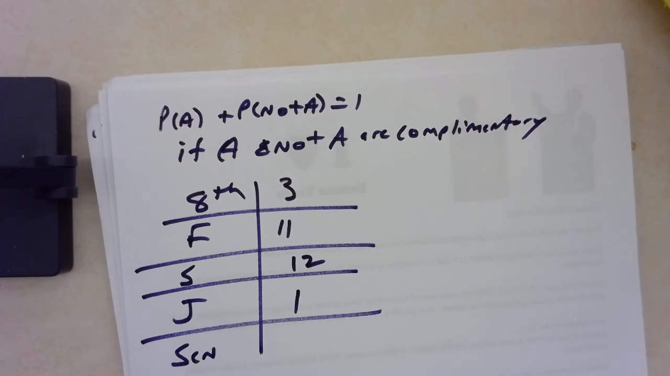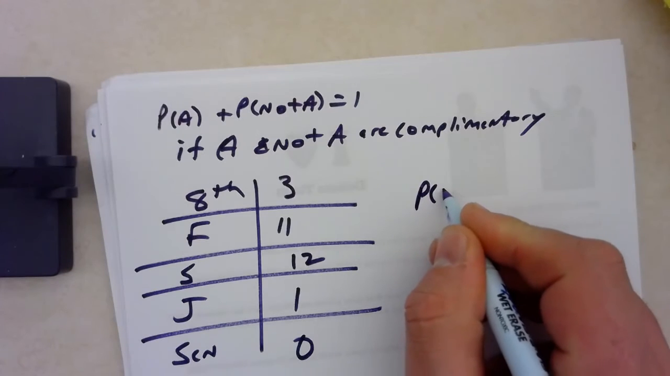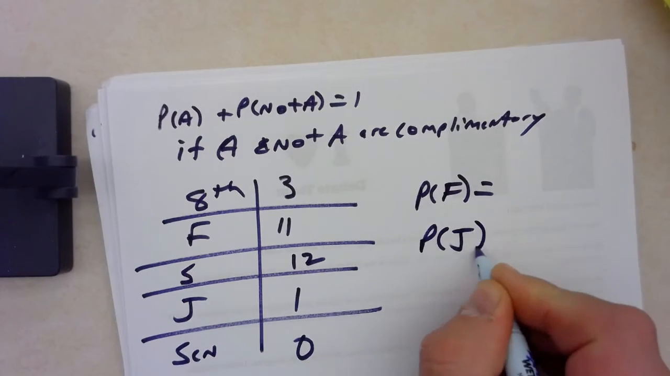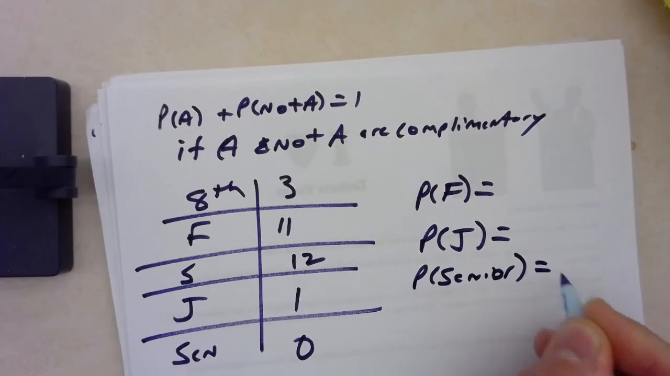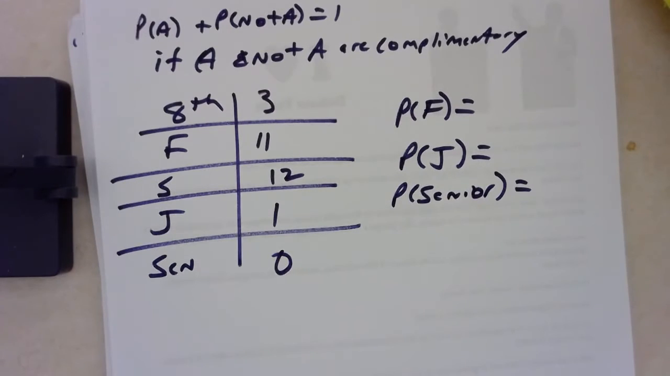Nice try. 0. Here's what I want you to do. Find the probability that if you pick a random person to be your partner, they are a freshman. The probability that they're a junior. And the probability that they're a senior. On your marks, get set, go.